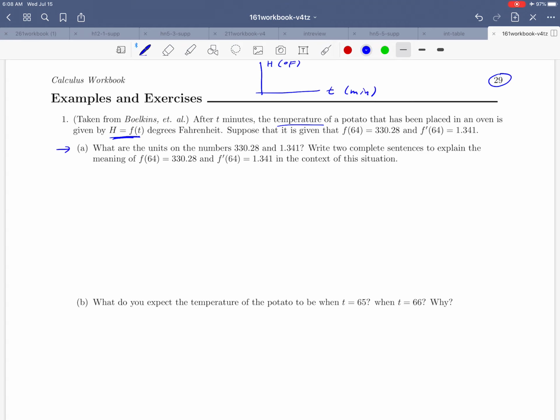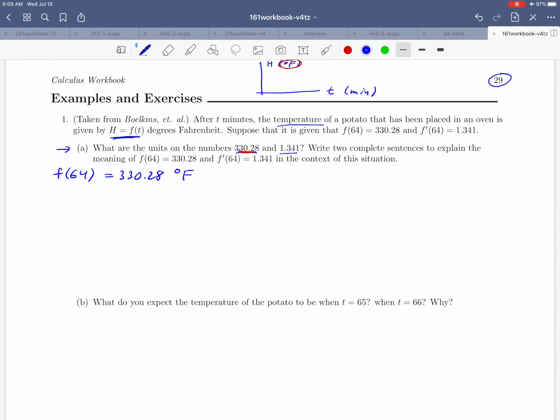They want to know what the units are on the numbers 330.28 and 1.341, and then to explain the meanings of the statements that involve those two numbers. Let's start with the first of the two numbers, the 330.28. That came from substituting 64 into our function. So that's just an ordinary output of our function. Its units should match the units of h, which are degrees Fahrenheit, looking at the little graph that we drew. So we might start by attaching those units.